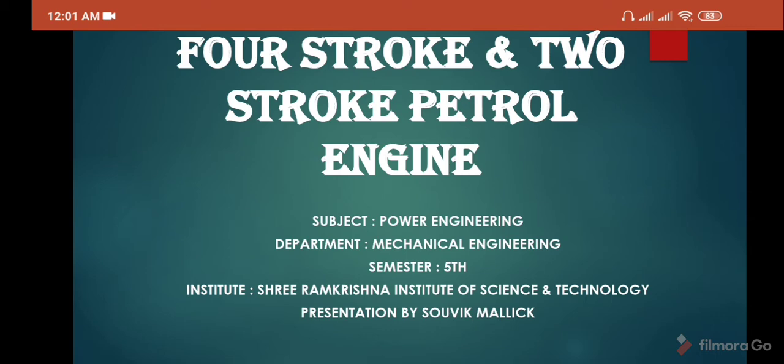I am Shobhit Mullik and today I will tell you about 2-stroke and 4-stroke petrol engine. To understand 2-stroke and 4-stroke petrol engine, we need to know what is stroke and how a petrol engine works. So let's see what is stroke.